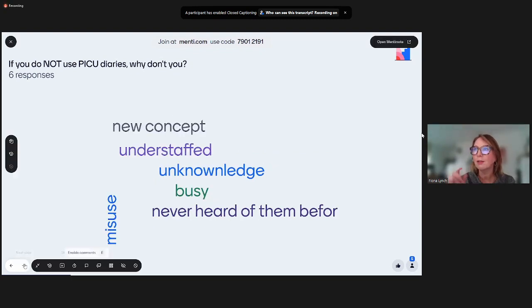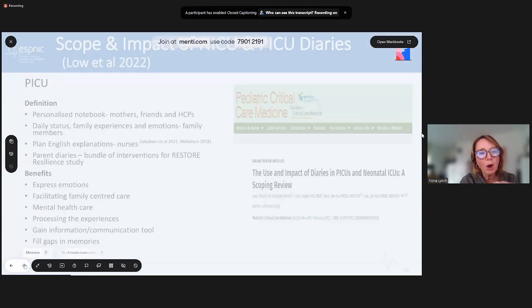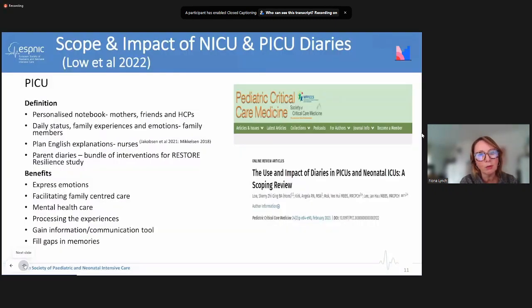Let's keep moving forward. So there was one published scoping review of the literature around PICU and neonatal diaries that was published just last year. And what they found in the PICU was that there were only about 11 published papers, of which probably Enza's written 3 of them, and I think I'd written 1 of them, around PICU patient diaries.